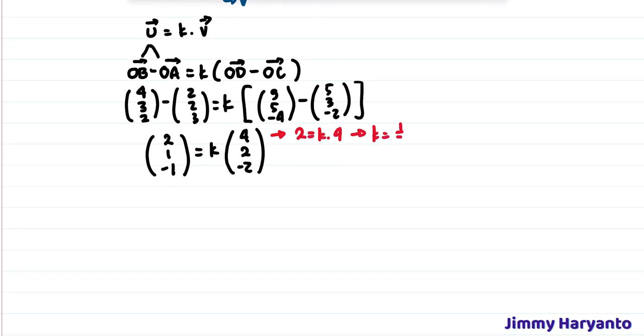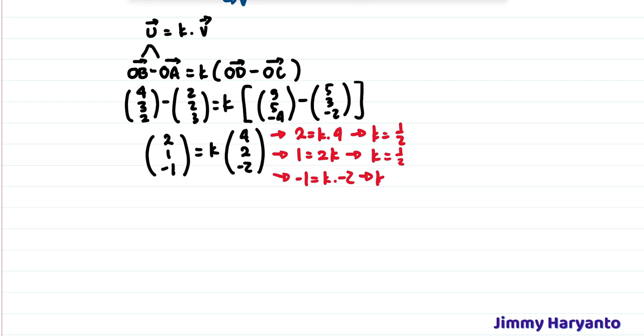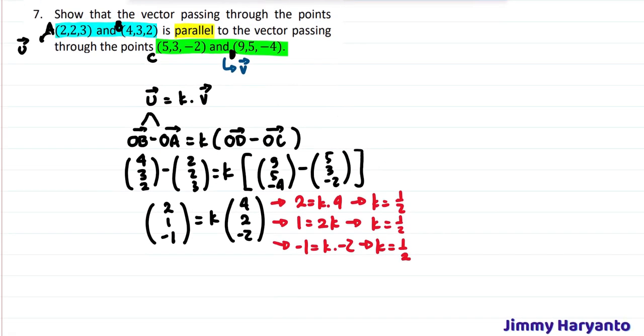From the first component you will have 2 equals K times 4, that means K equals half. From the second component you have 1 equals 2K, that means K equals half also. And the third one is negative 1 equals K times negative 2, that means K equals half also. Because the value of K is consistent, that means both vectors are parallel.